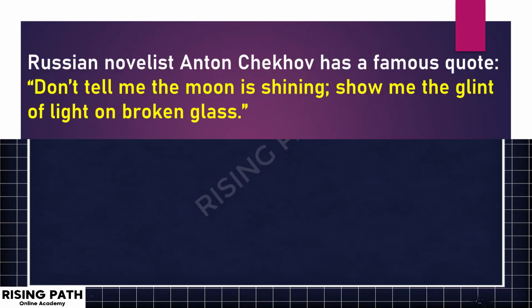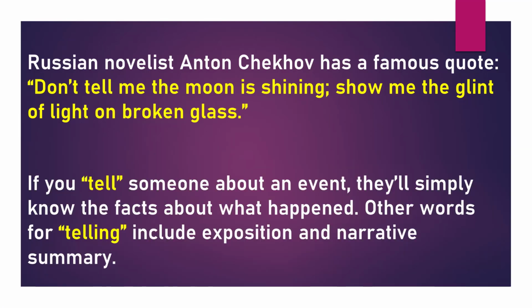Russian novelist Anton Chekhov has a famous quote: "Don't tell me the moon is shining, show me the glint of light on broken glass." If you tell someone about an event, they'll simply know the facts about what happened. Other words for telling include exposition and narrative summary.